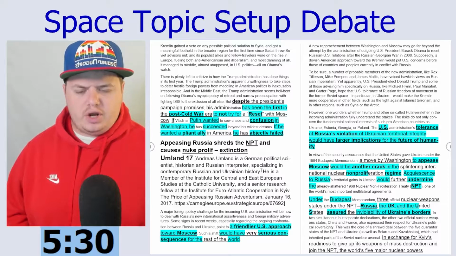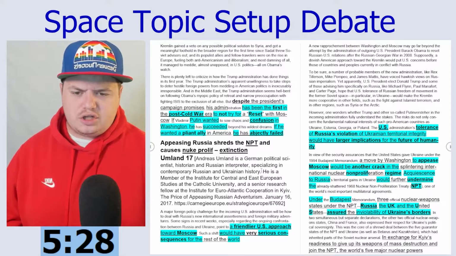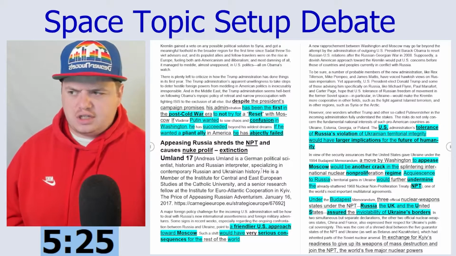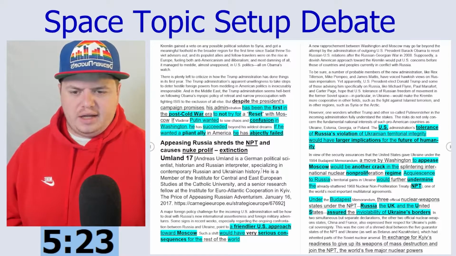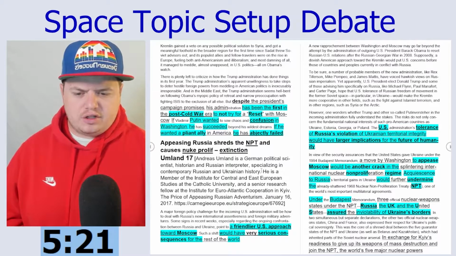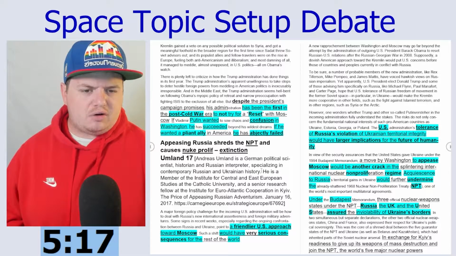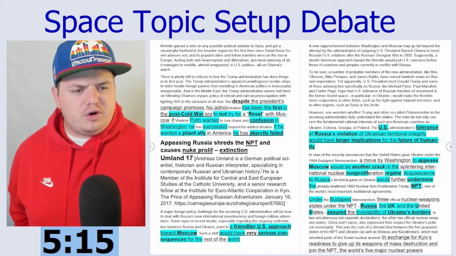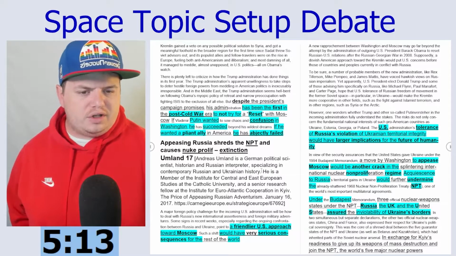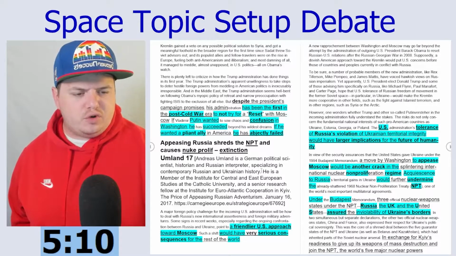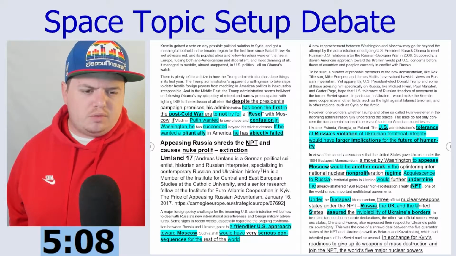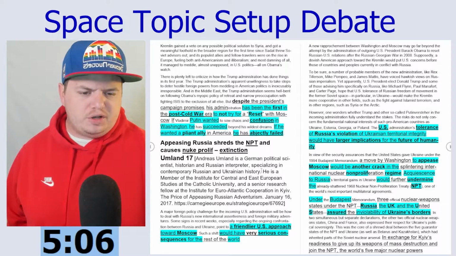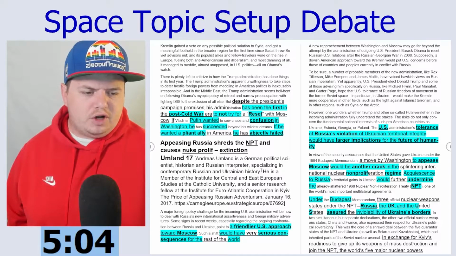And appeasing Russia shreds the NPT and causes nuclear proliferation, which causes extinction. Umland in 17. A friendlier U.S. approach toward Moscow would have serious consequences for the rest of the world. The U.S. tolerance of Russia's violation of Ukrainian territorial integrity would have larger implications for the future of humanity. To appease Moscow would be another crack in the non-proliferation regime. Acquiescence to Russia would further undermine the NPT.